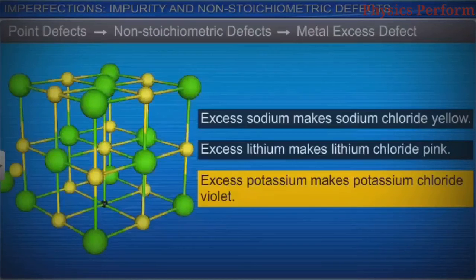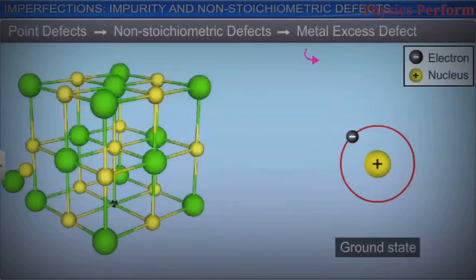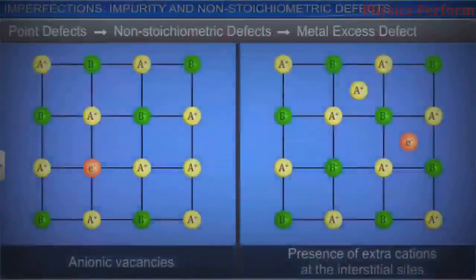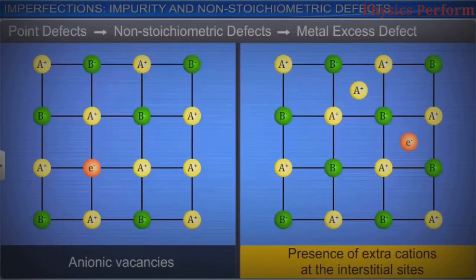The reason for this phenomenon is the excitation of the electrons present at the anionic sites of the crystal when they absorb energy from the visible light falling on it. Now let's see how a metal excess defect arises due to the presence of extra cations at the interstitial sites with zinc oxide as an example.